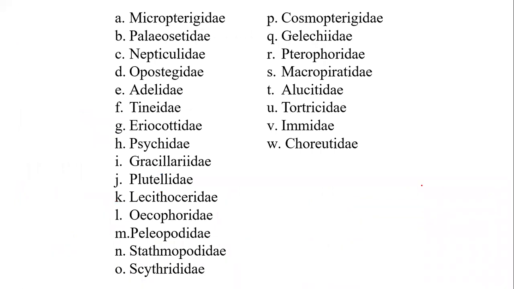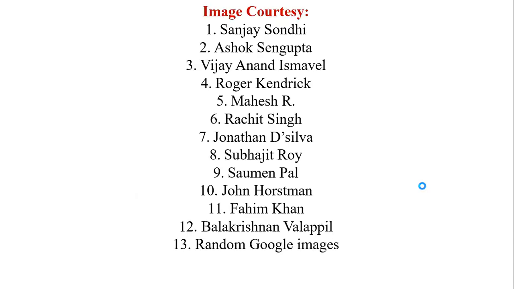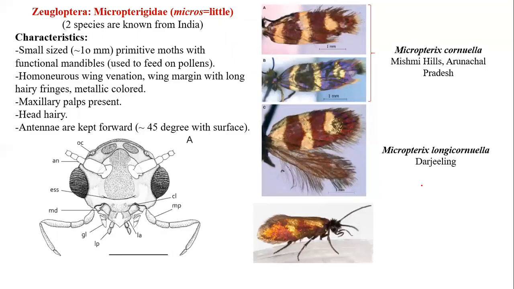Well, for today's discussion, I have included these families in my slides, and I have excluded some well-known groups of moths like Coccidae, Cecidae, Hepialidae, Pyraloidea, etc. I think they are easy to identify at least up to family level. So this is why I have excluded those families and included these families for today's discussion. And I am grateful to these persons for allowing me to use their images in my slides. So let's start our journey with the families of micromoths.